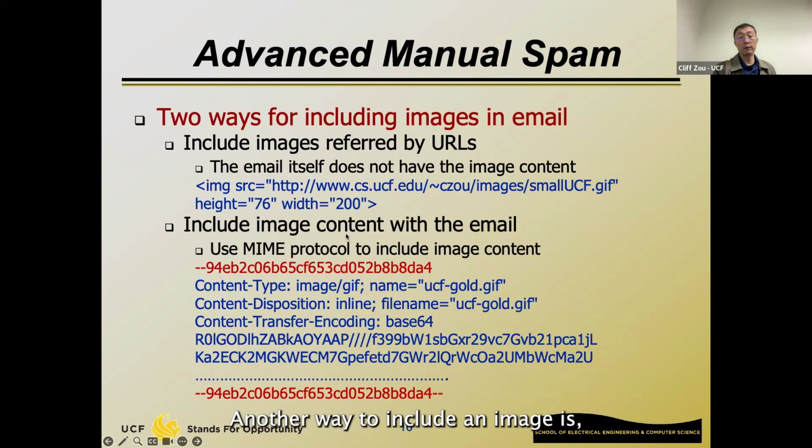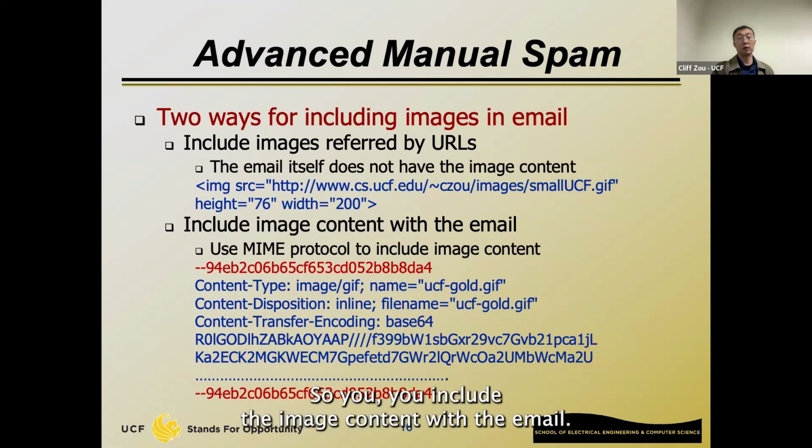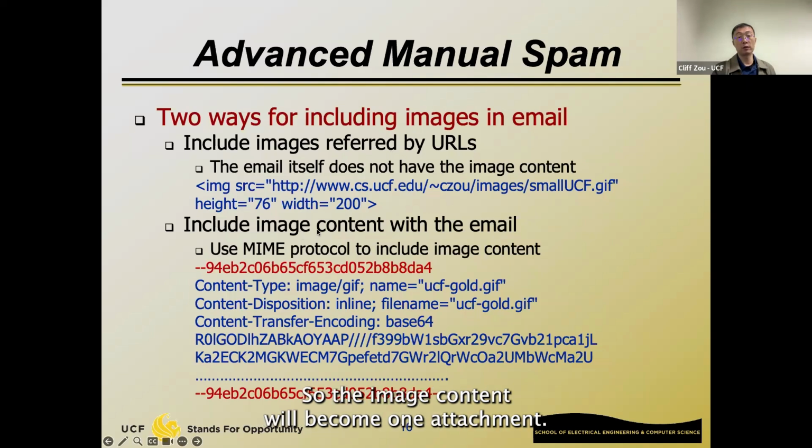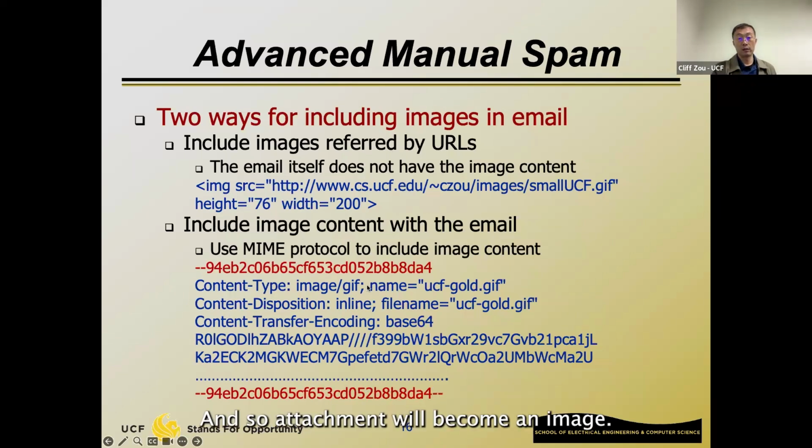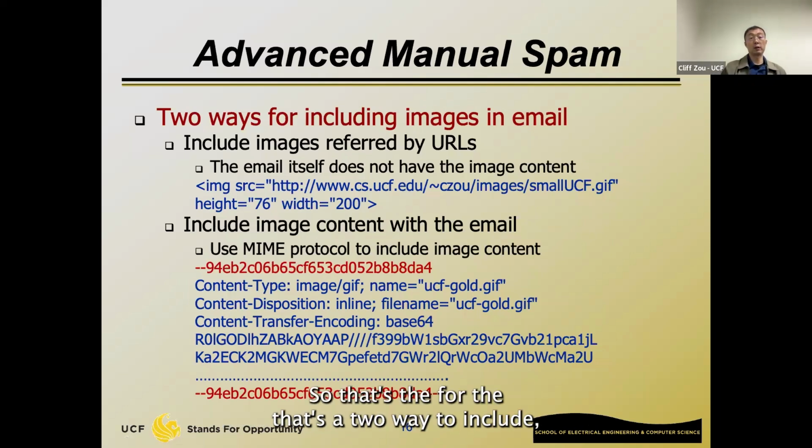Another way to include an image is as the content, as an attachment for the email. So you include the image content with the email, and the image content will become one attachment. The attachment will be like image GIF, then this image file name. Again, it uses base64 for the encoding. So that's the two ways to include an image in an email.